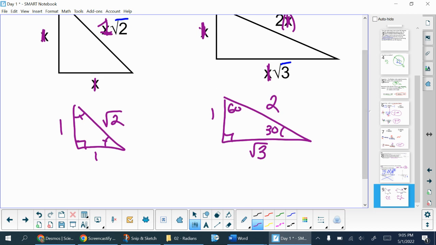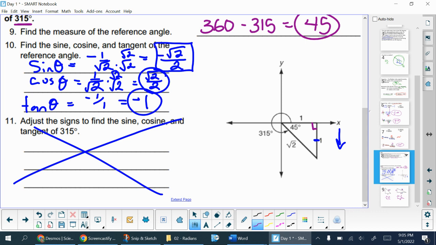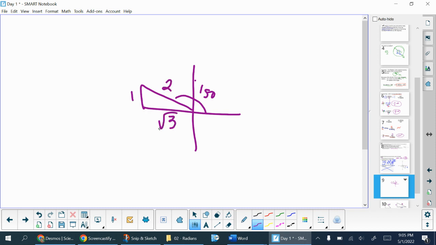So make sure you're always going back when you draw those reference angles, always going back to the x-axis no matter what. If you're in this quadrant over here, like let's say you have 150 degrees, your reference angle is 30, you draw it back to there. So then we have 1, 2, root 3, but the root 3 is negative because it goes to the left. That's the kind of thing you're going to be doing on all of these. So give those a try.